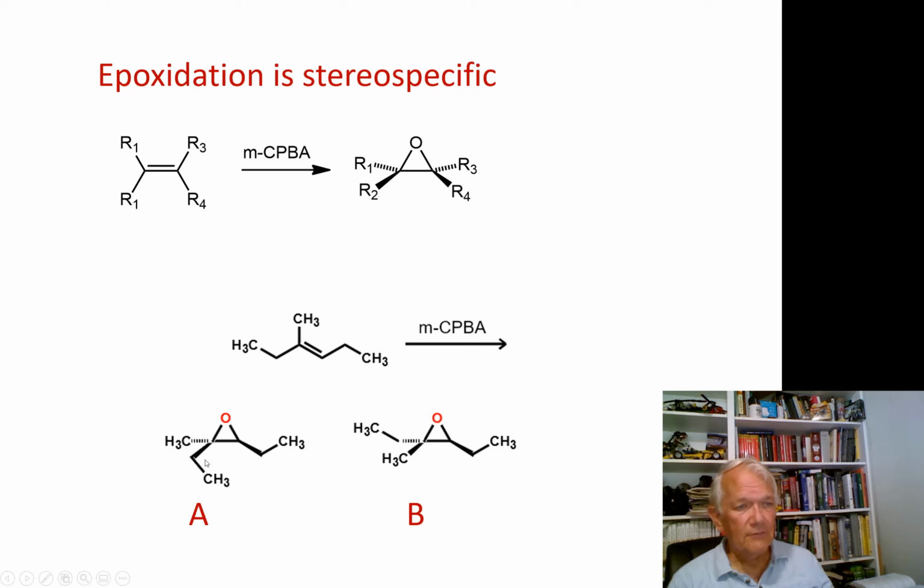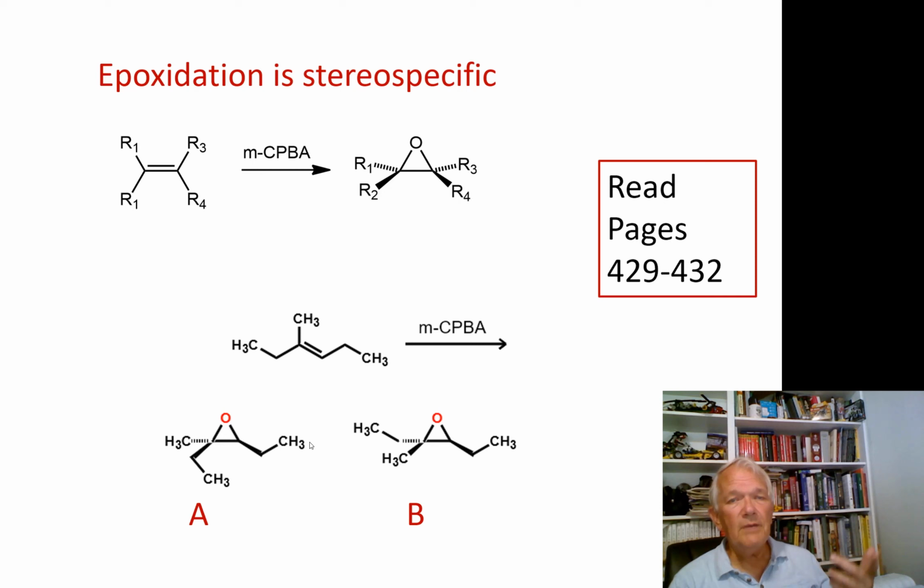What's the difference? So here I have 2 ethyl groups, they're cis. Here I have 2 ethyl groups, they're trans. And of course up here they're trans, so B has got to be the right one. So this is important to remember because you can construct a lot of really complicated molecules using this epoxide technology. You can read about this in the book on page 429.